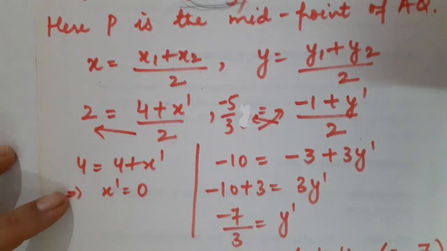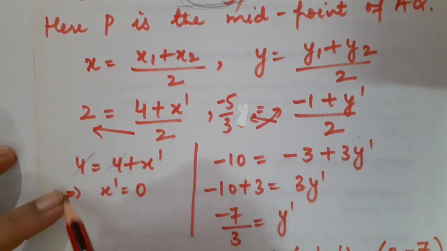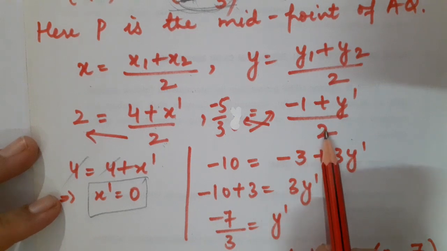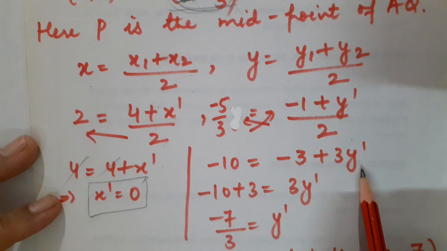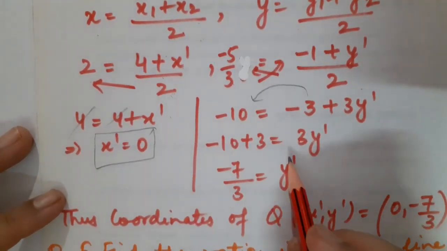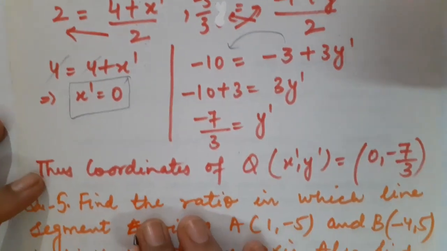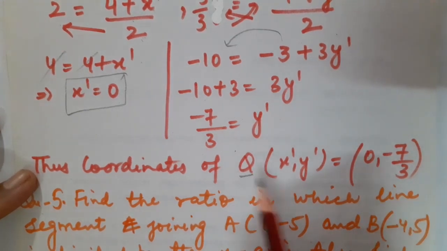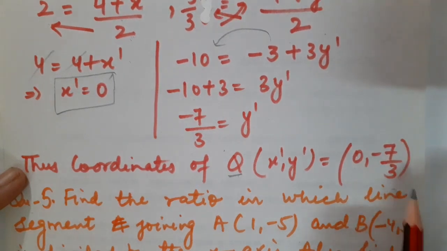So cross multiply, it would be 4 is equal to 4 plus X dash. 4 and 4 are going to be cancelled, so X dash is equal to 0. Now, while cross multiplying, I have got minus 10 is equal to minus 3 plus 3Y dash. So it would be minus 7 is equal to 3Y dash, and Y dash is equal to minus 7 upon 3. Thus the coordinates of the point Q, which is the second point of trisection, are 0, minus 7 by 3.